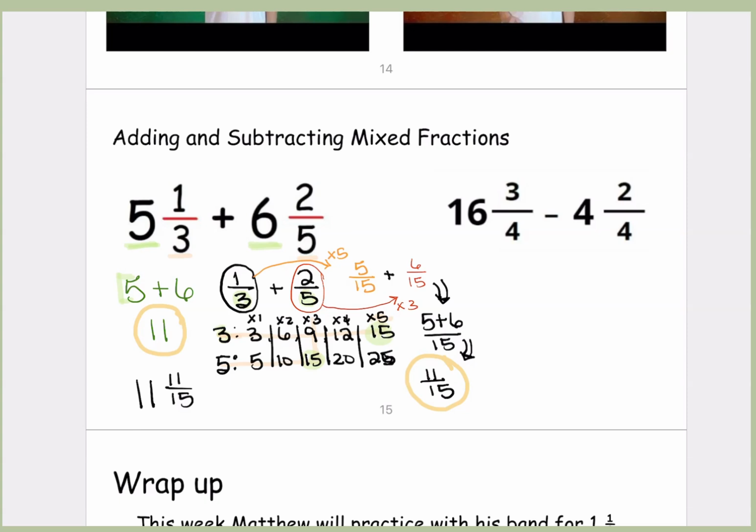Right? Let's try one more, and this time let's subtract them. So I like working with my whole numbers first, 16 and 4. And I'm just going to make a note here. 16 minus 4. 16 minus 4 is 12. Then I'm going to use my fractions, 3/4 and 2/4, and I'm going to subtract those away from each other.